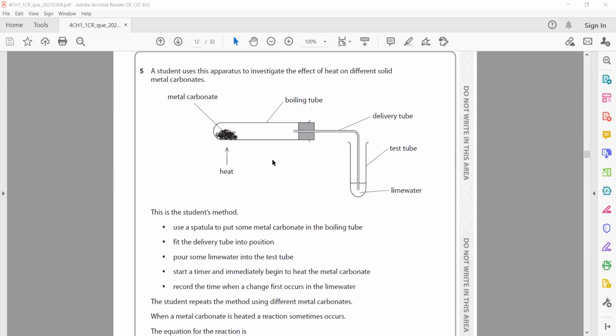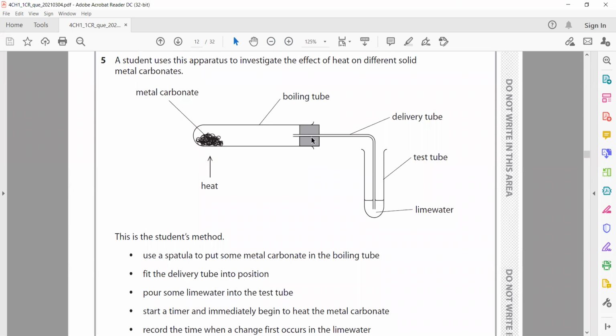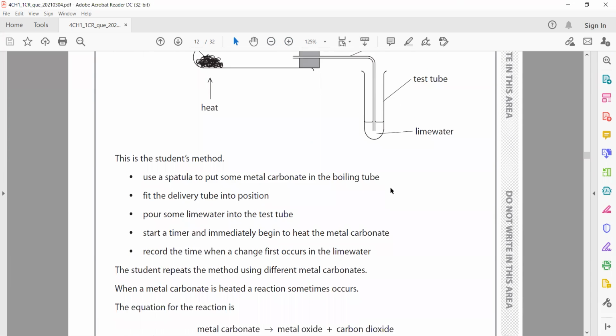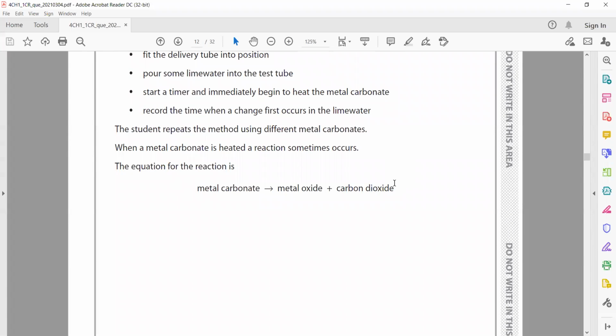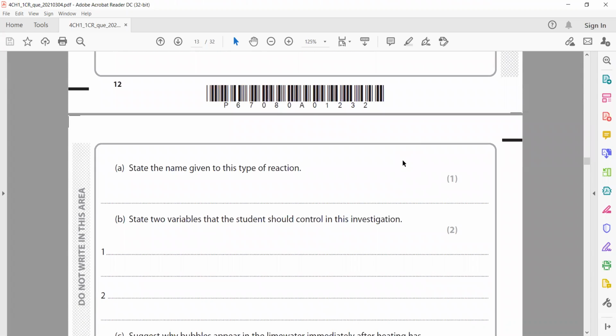A student uses this apparatus to investigate the effect of heat on different solid metal carbonates. Use a spatula, put some metal carbonate in a boiling tube, fit the delivery tube into position, pour some lime water, then start a timer. Immediately begin to heat the metal carbonate, and record the time when the change occurs. Metal carbonate decomposes to metal oxide plus carbon dioxide. State the name given to this type of reaction: we call it decomposition, or thermal decomposition.